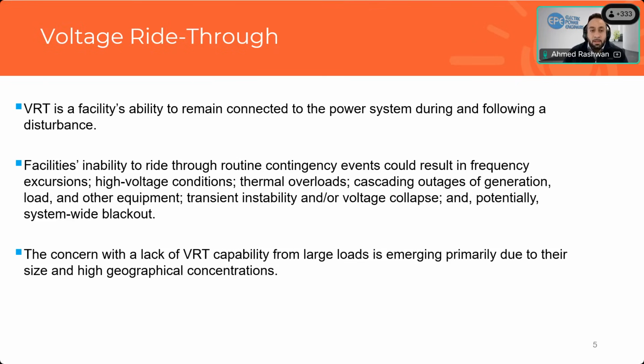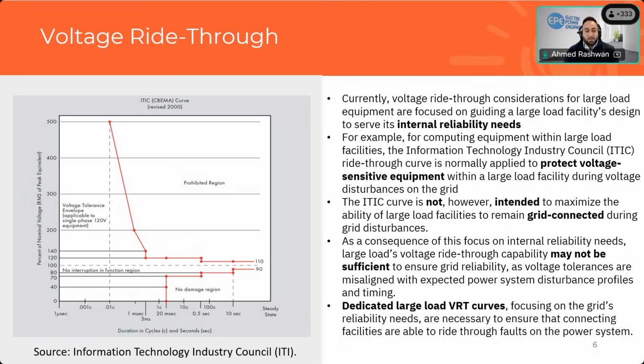So moving ahead, today, and again, this may be a review for some folks, the bulk of the IT-related equipment follows ride-through characteristics established by the Information Technology Industry Council using what's called the ITIC curve. However, these are focused on serving internal reliability needs of these facilities. They don't actually cover what the grid needs in terms of performance for ride-through overall. So this does not cover the grid's needs, which requires us now to introduce a different set of ride-through characteristics to ensure that the grid is able to behave in a predictable and reliable way following disturbances. And so with that, we're developing dedicated large load VRT curves.